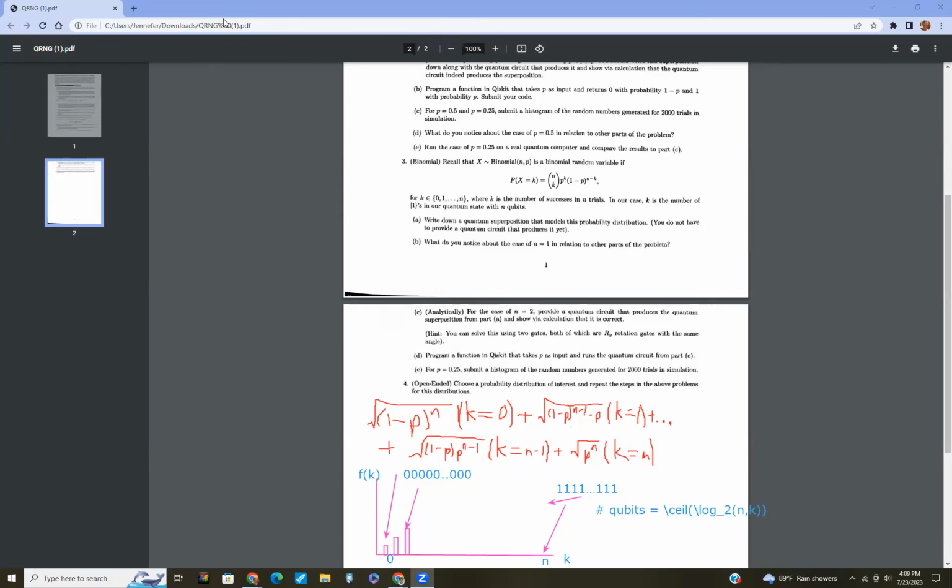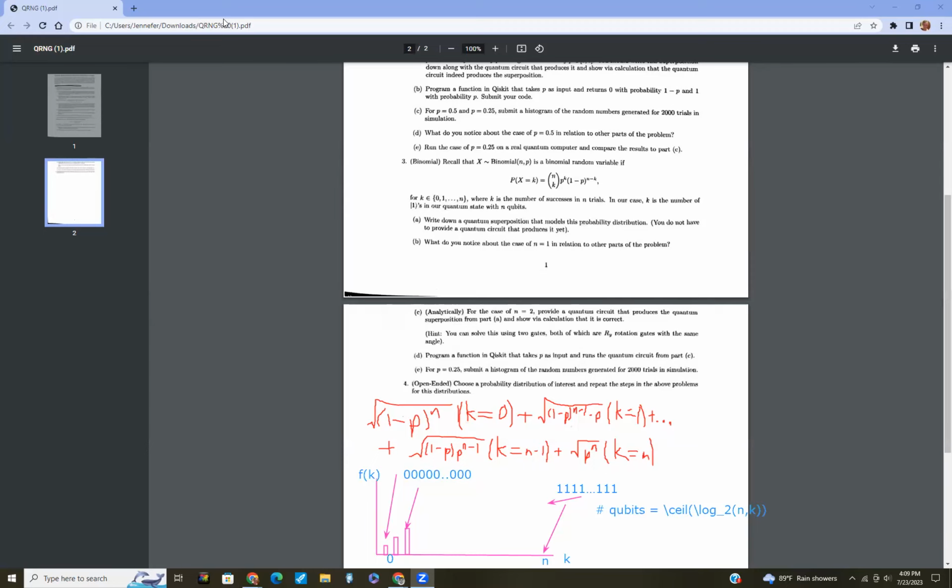Yeah, so okay, this part C where it says, for the case of n equals 2, provide a quantum circuit that produces the quantum superposition that you did from part A and show that it is correct. So if n equals 2, then that means that k is going to range over 0, 1, 2. And it says k is the number of ket ones in our quantum state with n qubits.